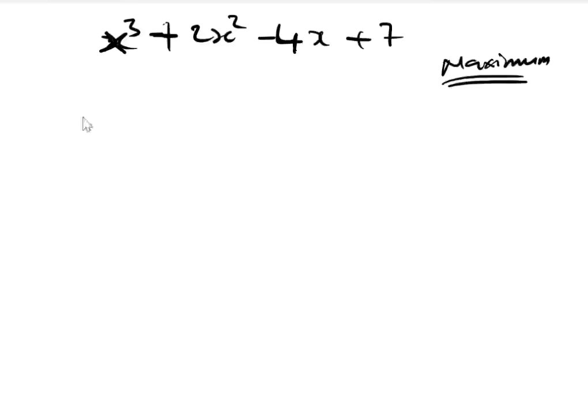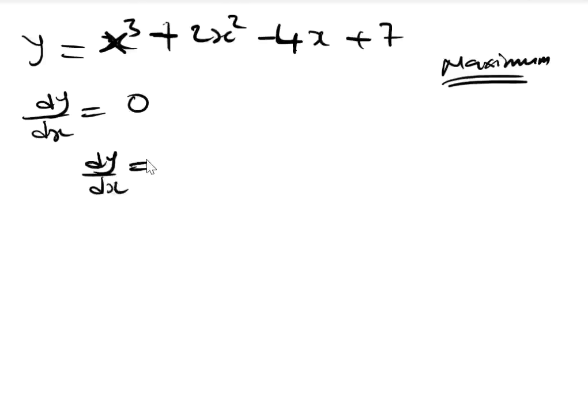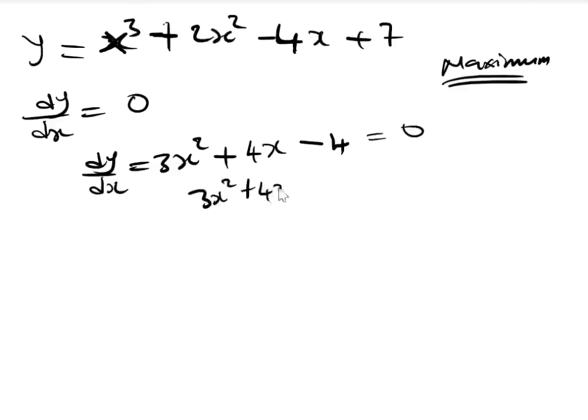So to solve this, we already know that at both maximum and minimum, the gradient dy/dx is 0. If I differentiate this, then dy/dx is equal to 3x squared, plus 4x, minus 4, since the differentiation of a constant is 0, and this is equal to 0. So 3x squared plus 4x minus 4 is equal to 0.